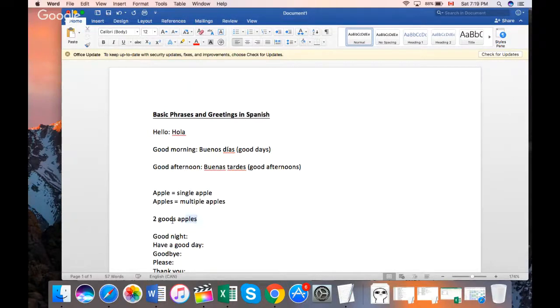So part of the reasoning as to why here we have buenos and here buenas is that this S basically means there's more than one. I hope that makes sense.